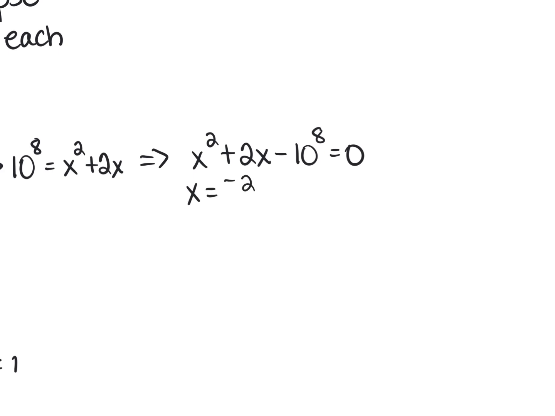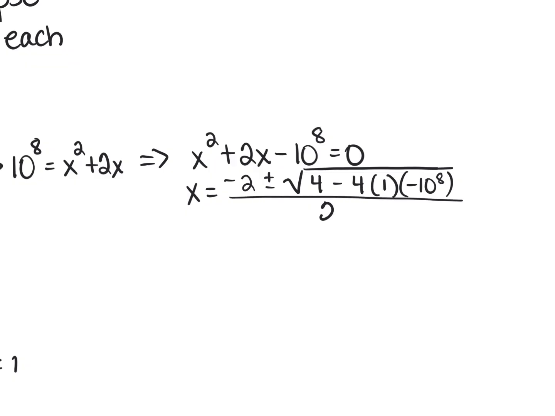So you're going to have -2 plus or minus the square root. 2 squared is going to be 4 minus 4 times 1 times -10 to the 8th power. And then we are going to divide that whole thing by 2 times a, which is just 2. So we're going to have -2 plus or minus the square root of 4 plus, now this is going to be a big number with lots of zeros. So you're going to have 4, and then you're going to have 8 zeros.